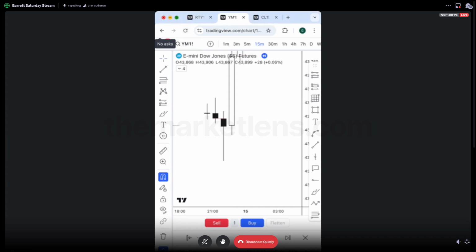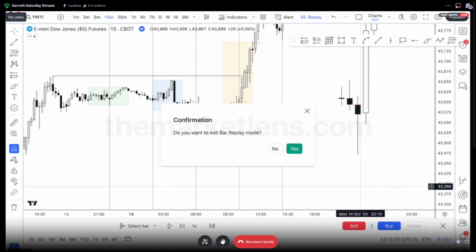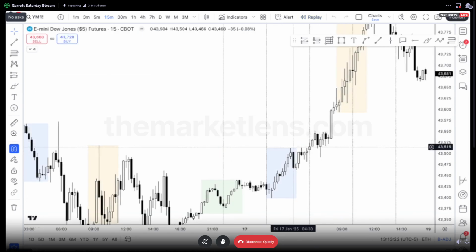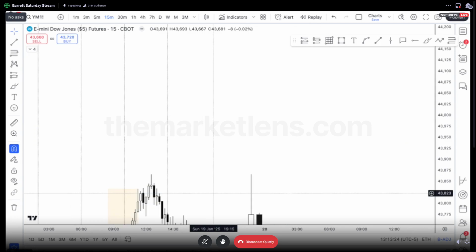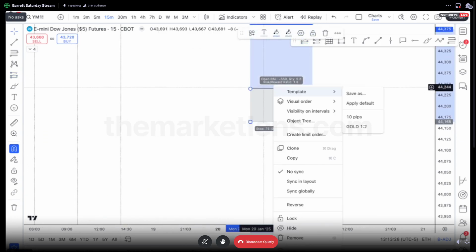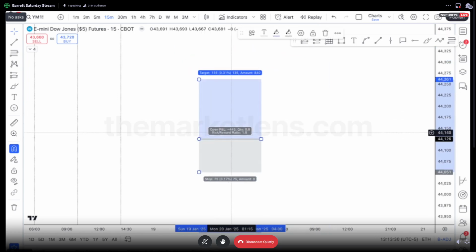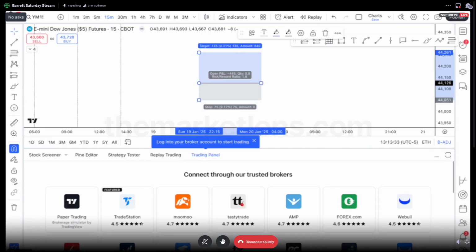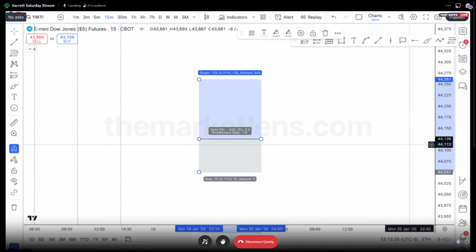But as far as futures, a cool trick you can do, I'd have to log into paper trading or something, but you're going to right click on a tool here. You're going to create a limit order. I have to log in, but then it's just going to do it for you. It's going to do all the math for you.